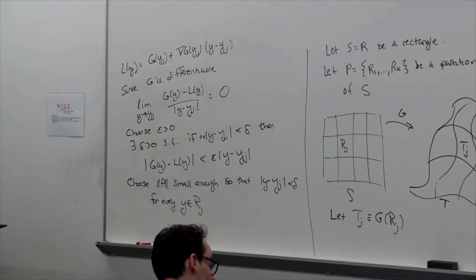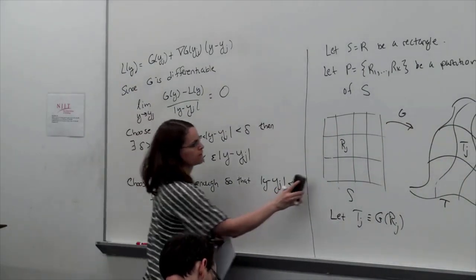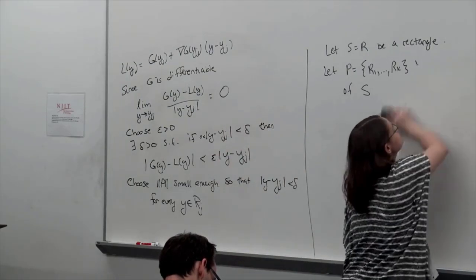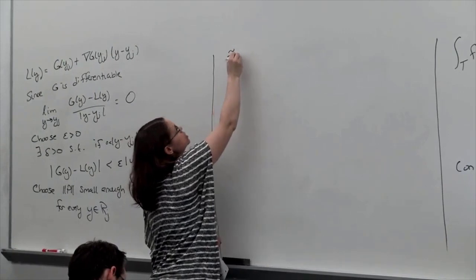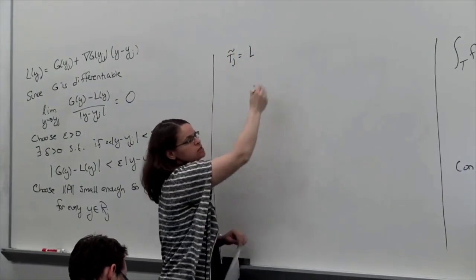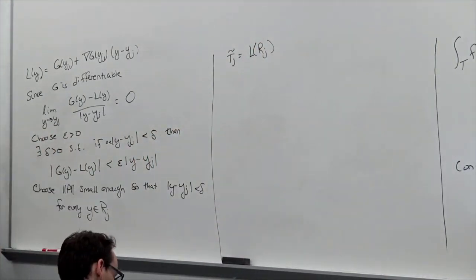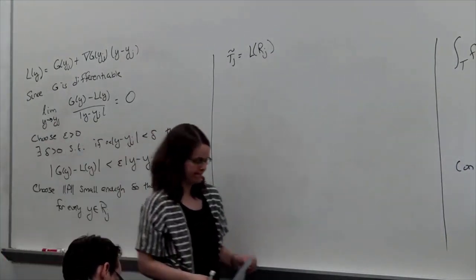Okay, so I'll call this TJ tilde. TJ tilde is sort of an approximation of my actual shape, but it's an approximation that I can work out the volume of. The TJ tilde will be the linearization acting on my little rectangle, whereas TJ was the actual nonlinear transformation acting on things.